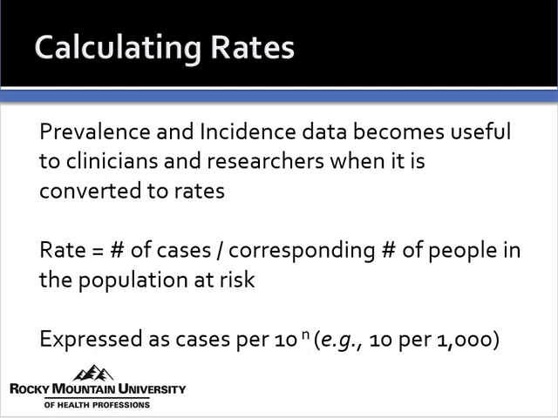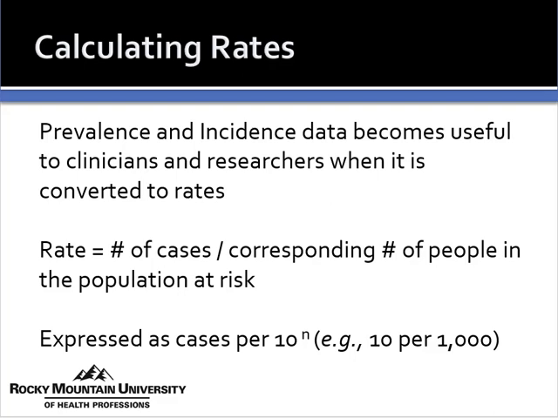Prevalence and incidence data become useful to clinicians and researchers when they are converted to rates, so the number of cases and the corresponding number of people at risk. It's interesting to know what rate, say 10 people per 1,000, develop this disease. And that's really some useful information for you to potentially report in your papers.